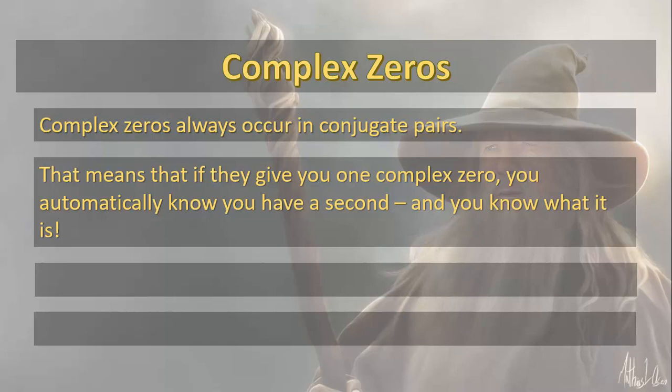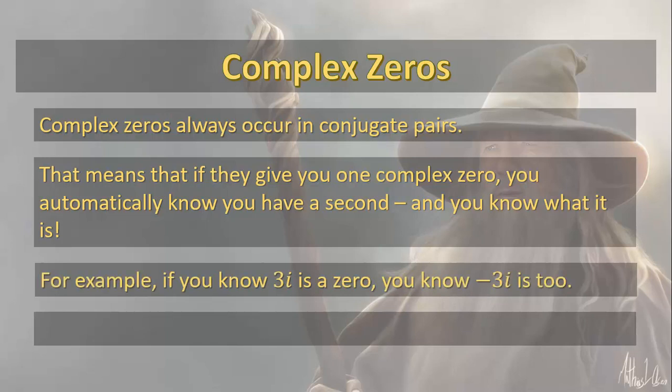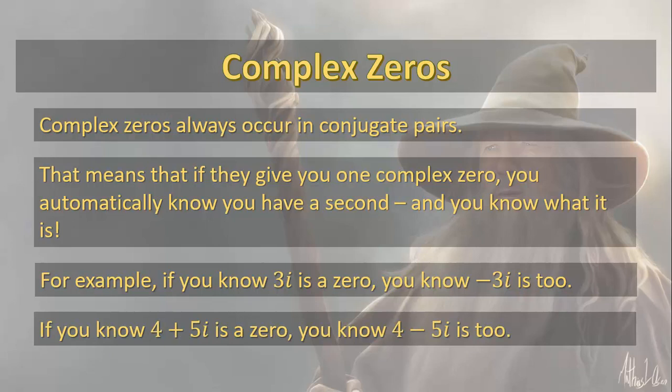That means that if they give you one complex zero, you automatically know that you have a second and you know exactly what it is. All right, so do you remember what complex conjugates are? Well, if 3i is one, negative 3i is the conjugate. If 4 plus 5i is one of them, 4 minus 5i is the conjugate. All right, so anytime they give you a complex zero, they've essentially given you 2 for the price of 1. Now it's just a matter of what we're going to do with it.